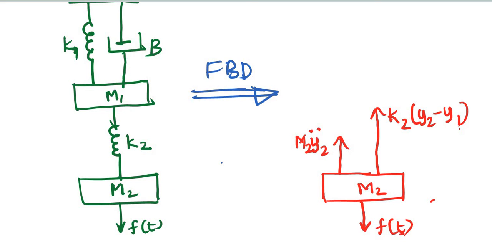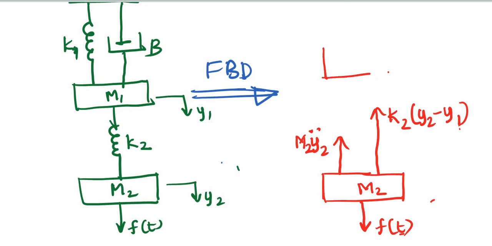Just one second, I have not shown the displacements here. Here the displacement is y2, and here the displacement is y1. I had not shown that in the diagram. So the net displacement in the spring is given by y2 minus y1. So this is the free body diagram for mass M2.